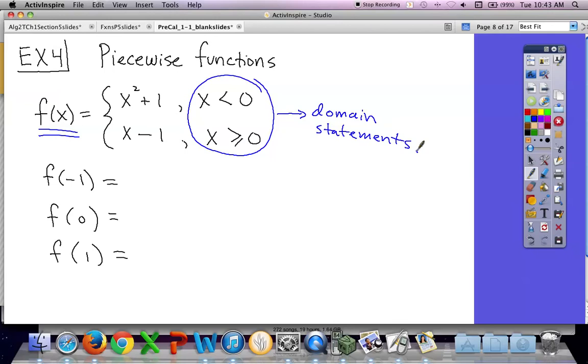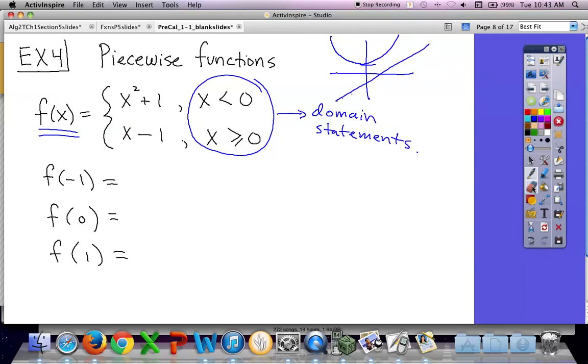Okay, so basically, let me sketch this out real quick, right? This is a parabola. It opens up and has a y-intercept of 1, right? Right. This is a straight line. It has a y-intercept of -1. It has a slope of 1.